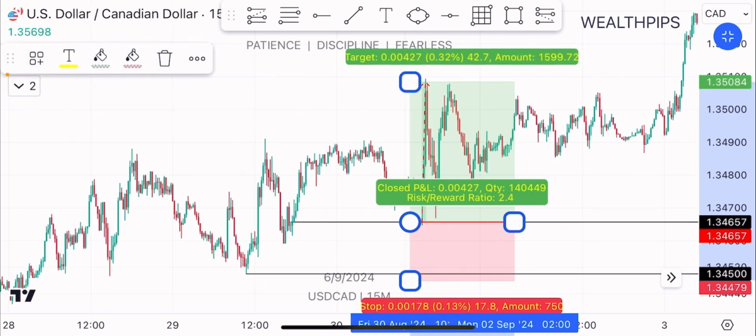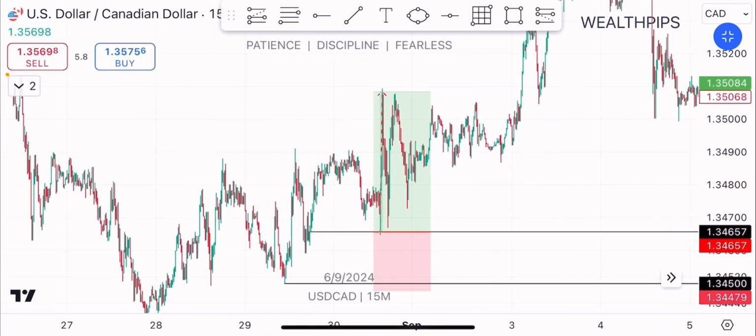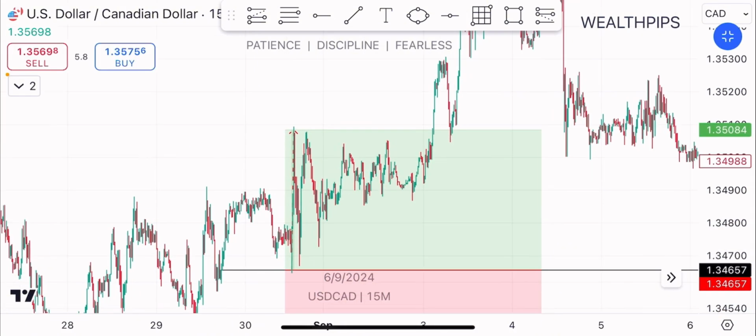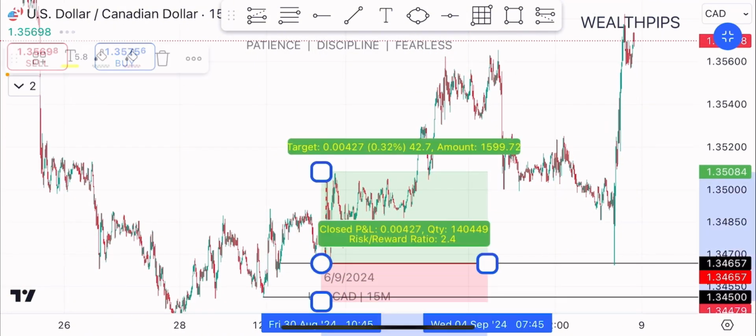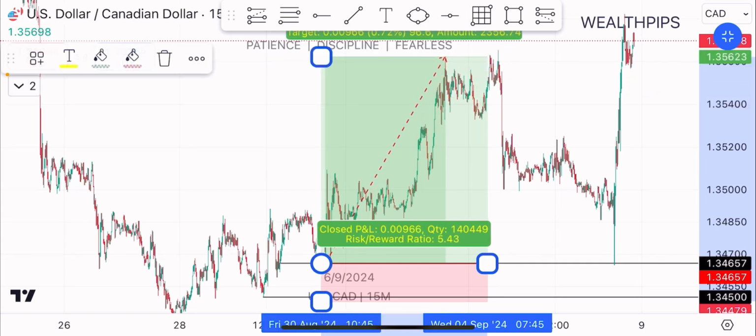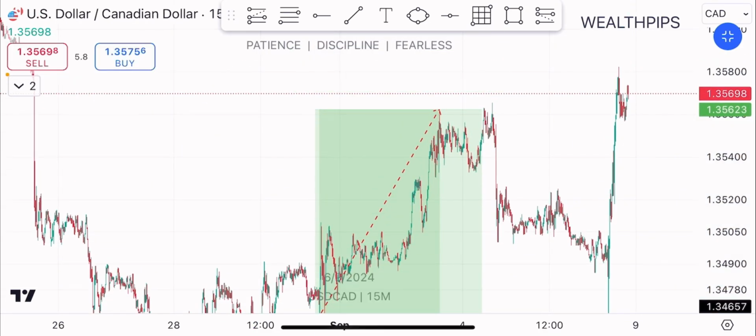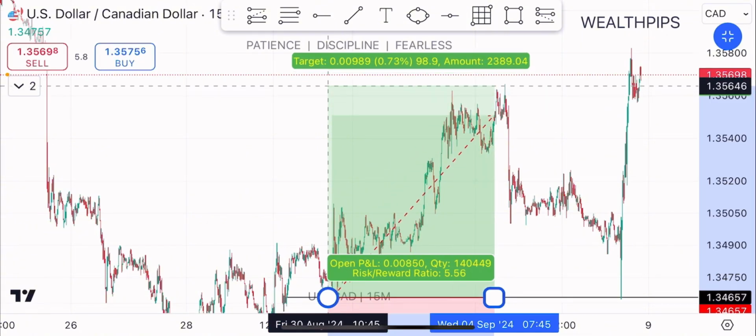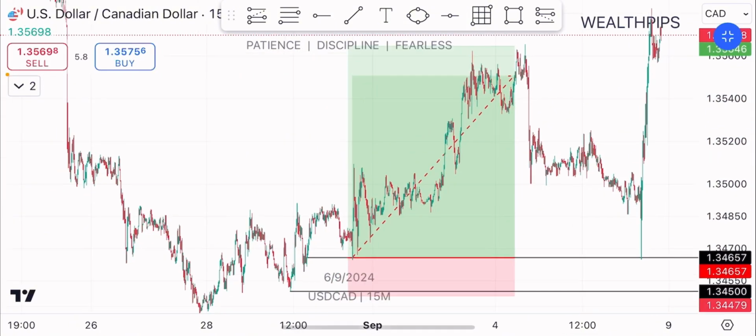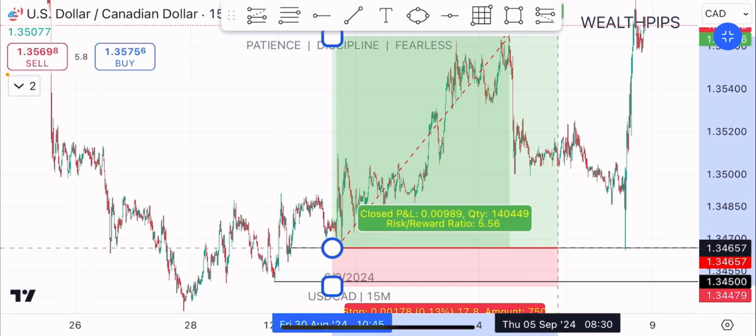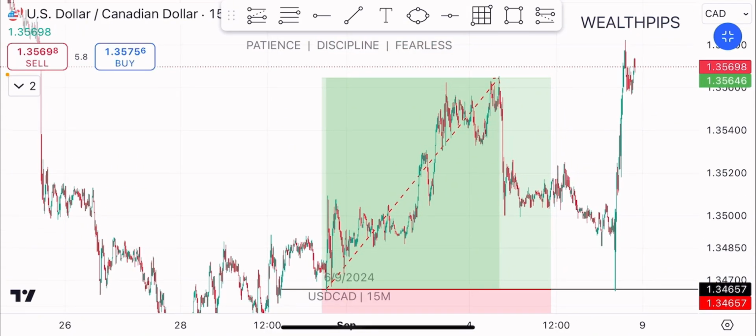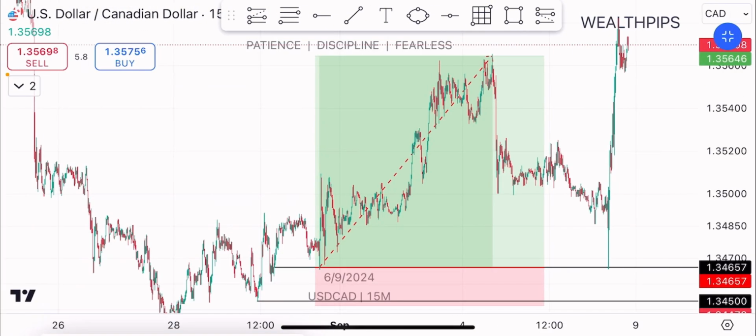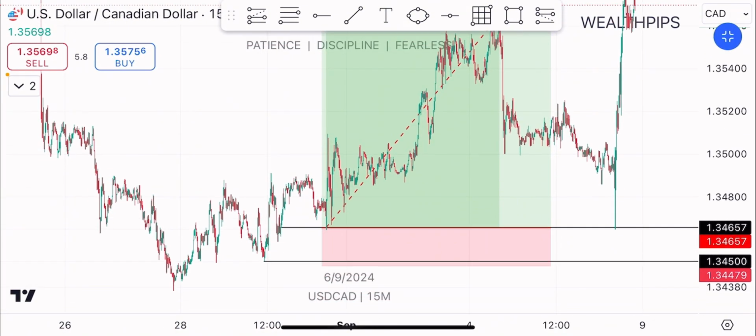Which was this. Okay. Now, this was the second break of structure that I was expecting. You see, we got 96 pips already, making it 100. And this is how I caught my 100 pips.